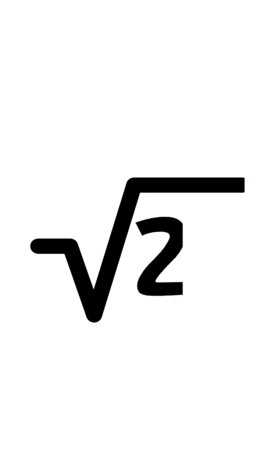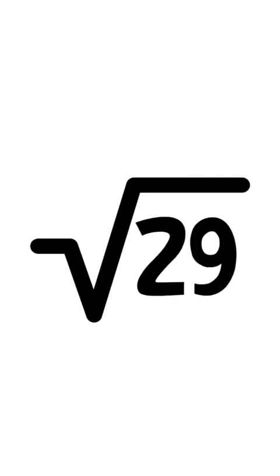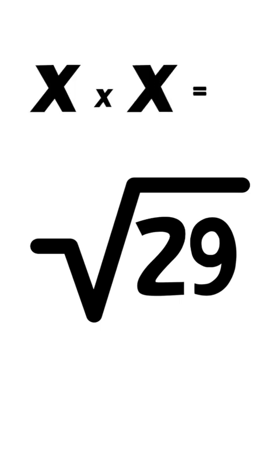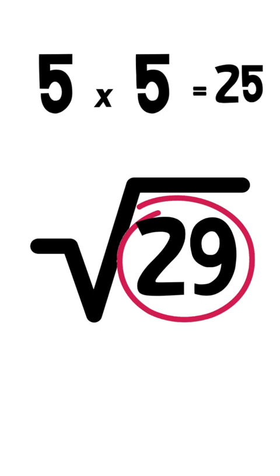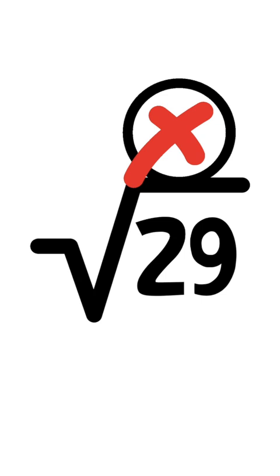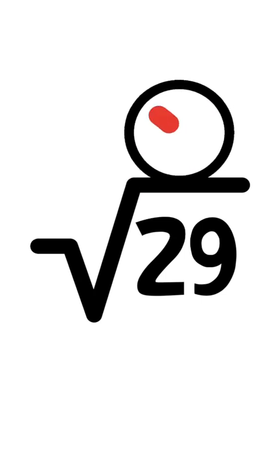Okay, so what about 29? Would 29 be a perfect square? Well, you tell me, Ziggy. A perfect square means the square root of that number is a whole integer. 29. What times what equals 29? 4 times 4 equals 16. 5 times 5 is 25. There's no whole integer times itself that equals 29. So then 29's not a perfect square.